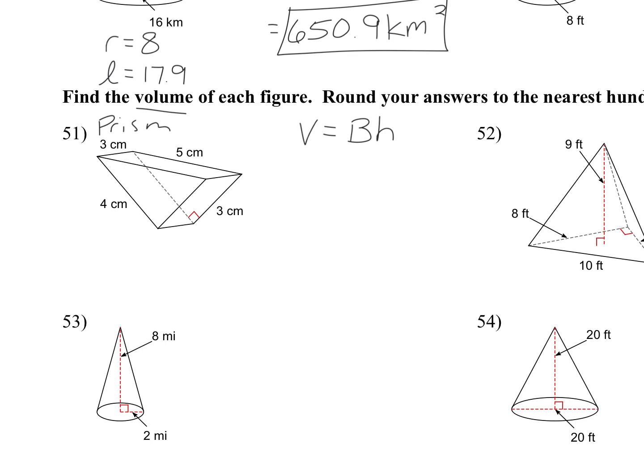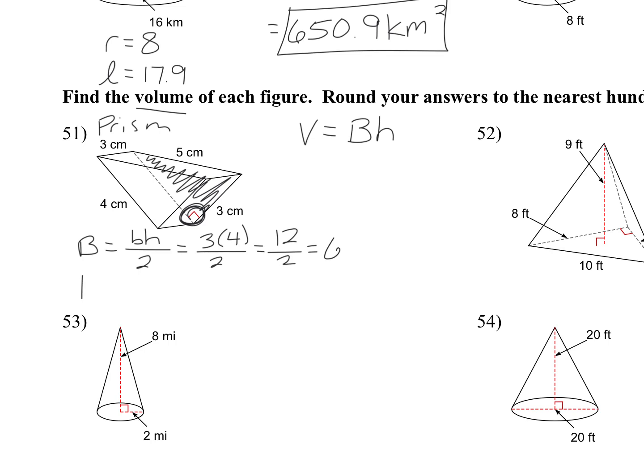What did we say the base shape was? It's a triangle. So capital B, what does that stand for again? Area of the base. How do I find the area of a triangle? Yep, base times height divided by 2. When dealing with a triangle, how do I know what the base and the height are? Yep, the ones connected to the right angle. So what are connected to the right angle? 3 and 4. Yep. So 3 times 4 divided by 2. 6. Yep, 12 divided by 2 is 6.